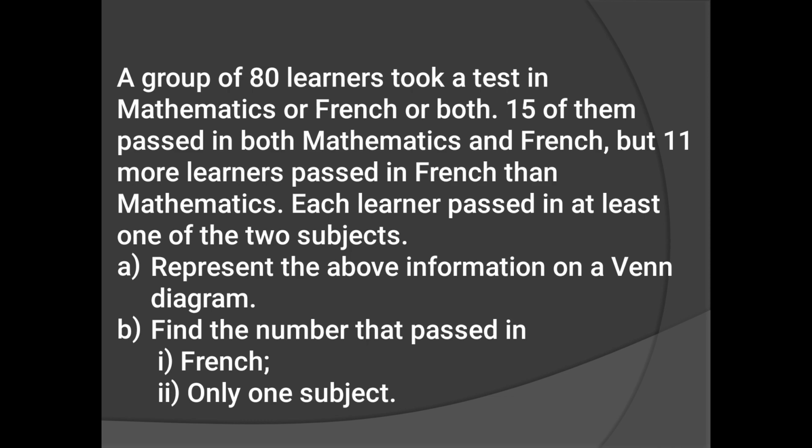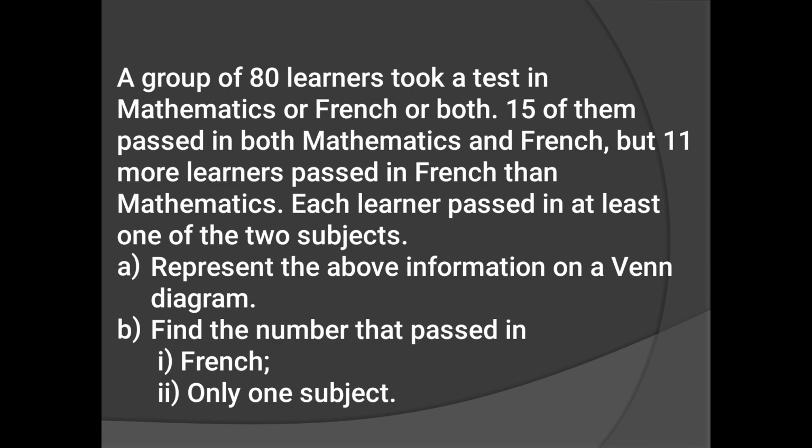The question says, a group of 80 learners took a test in mathematics or French or both. So the subjects are mathematics and French. I advise students that the first subject you see, you begin with that. So the first subject we are seeing here is mathematics. We continue. 15 of them passed in both mathematics and French. So what's going to be our intersection?